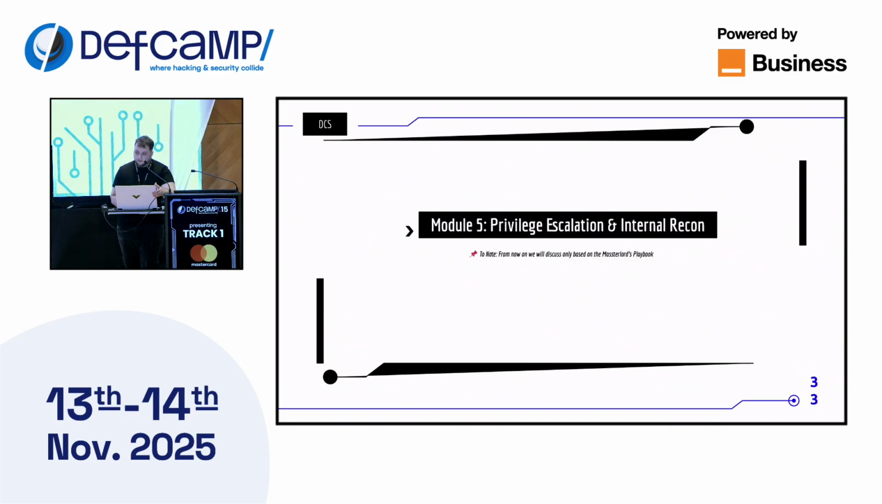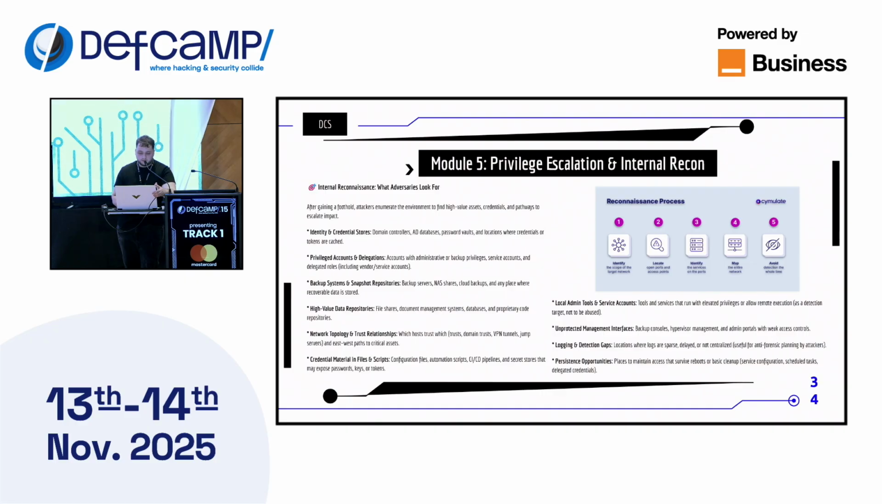Privilege escalation and internal recon. Well, what do those attackers look for? Domain controllers, databases, password vaults, and locations where credentials and tokens are cached. Accounts with administrative or backup privileges, service accounts, backup servers, NAS, file shares, document management systems, and also they look on the target machines, on desktop folders or documents, because, again, I can't tell you how many times sysadmins stored all the passwords in a simple document on the desktop. And configuration files, automation scripts, CI/CD, and many more.